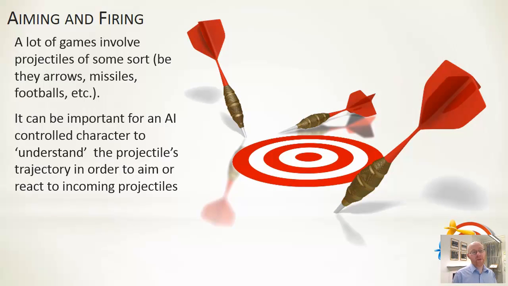So what we're assuming here is that we want to give our AI control characters the ability to aim projectiles, arrows, missiles, or whatever, or even footballs, so that they can get them to arrive in a certain position, or alternatively to work out if they're going to arrive near them.